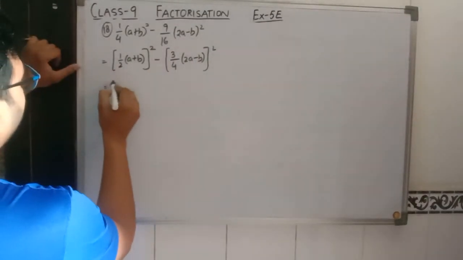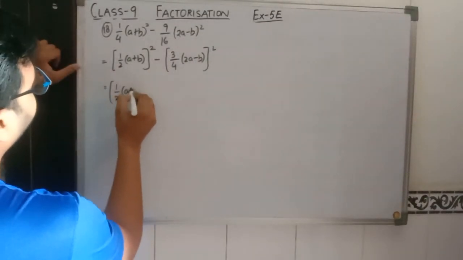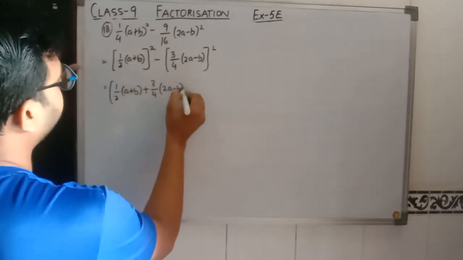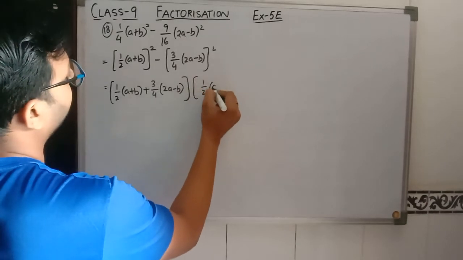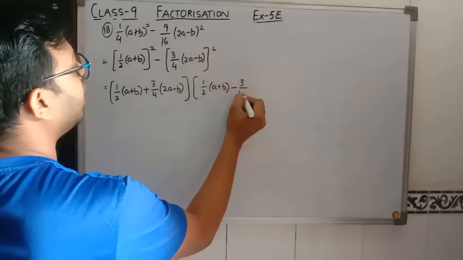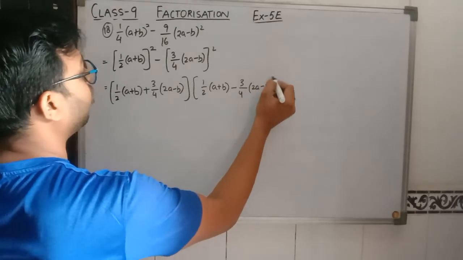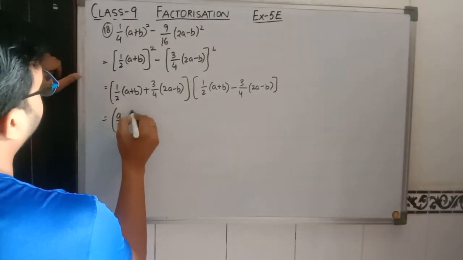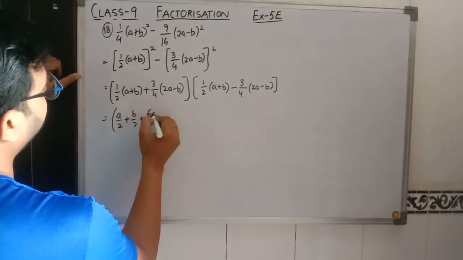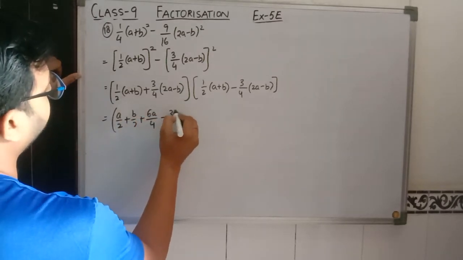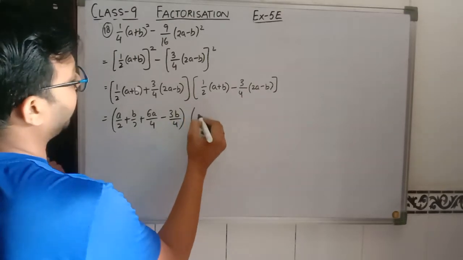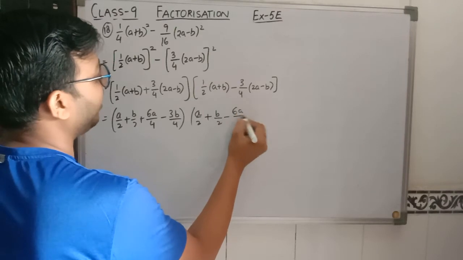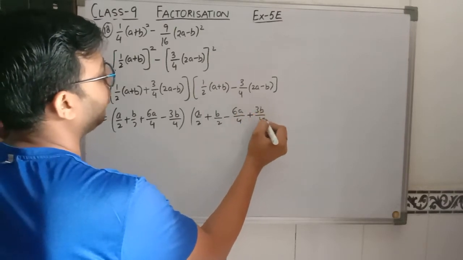Now a square minus b square. In the first bracket a plus b, and in the second bracket a minus b. Now you have to simplify also. So when you simplify, the first bracket becomes a/2 plus b/2 plus 6a/4 minus 3b/4. In the second bracket, a/2 plus b/2 minus 6a/4 plus 3b/4.